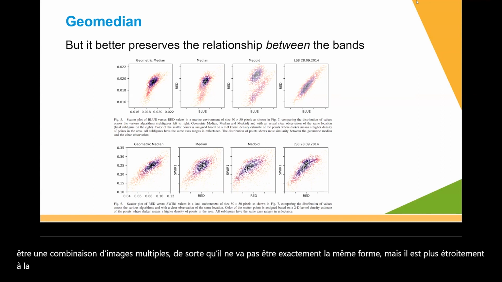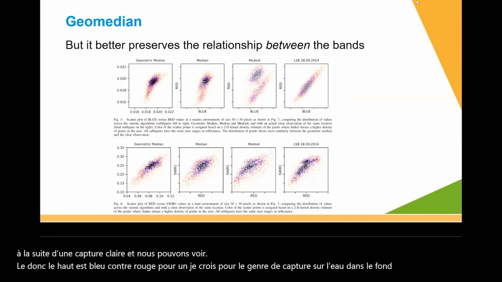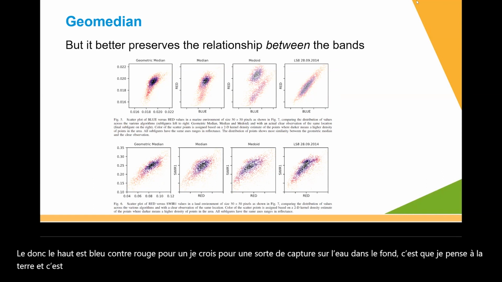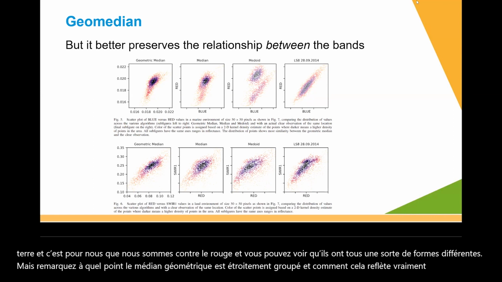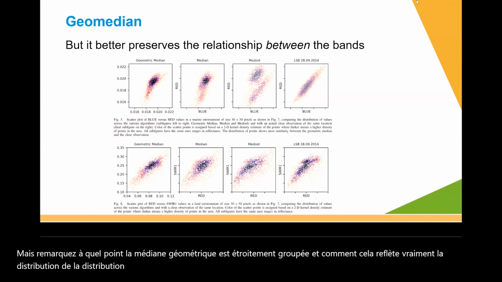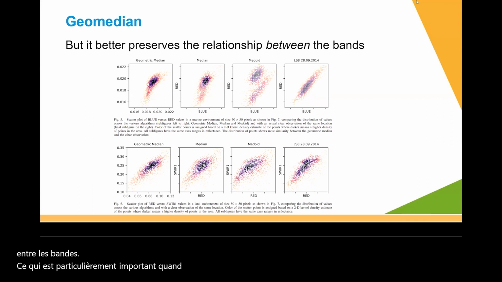And we can see the top is blue versus red, I believe for a capture over water, and the bottom, I think over land, is SWIR versus red. You can see they all have different shapes, but notice how tightly grouped the geometric median is and how that really reflects the distribution of the clear pixels. So it does a better job of preserving the relationship between the bands, which is especially important when we are looking at the relationship between bands to calculate indices.